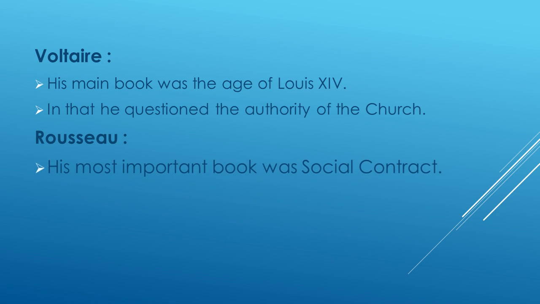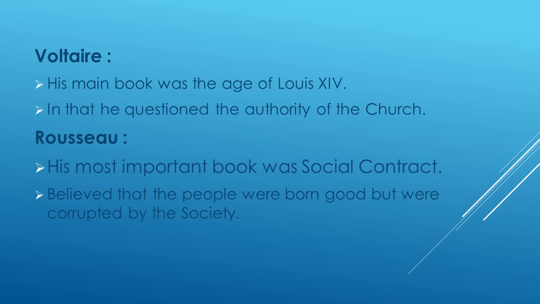Rousseau. If we discuss him, his most important book was The Social Contract. What was so important in his book was the belief that people were born good but were corrupted by society. He always believed that people are always good, and that society is corrupting them and spoiling their minds. So that was the belief of Rousseau.